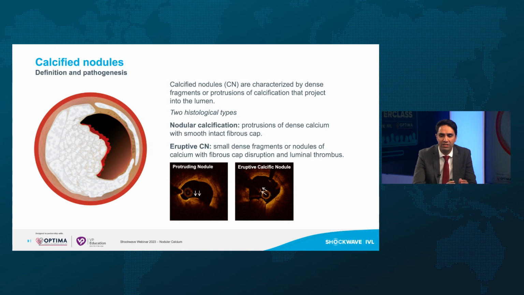So essentially what's different between these two is that the protruding nodule is smooth and it's got a cap on top of it, but an eruptive nodule is biologically active, kind of like a volcano, and bursts into the artery and is quite active and thrombogenic.